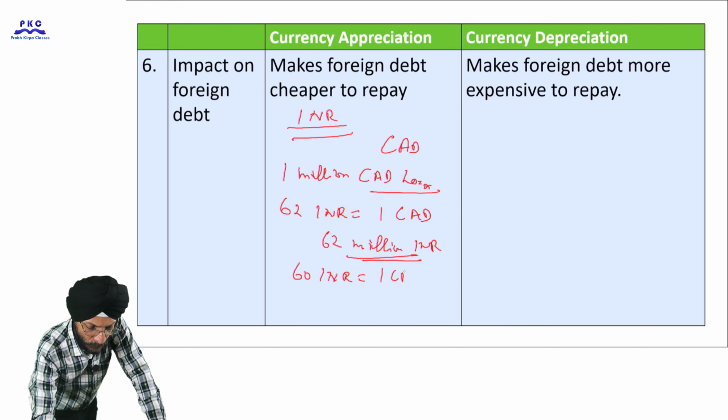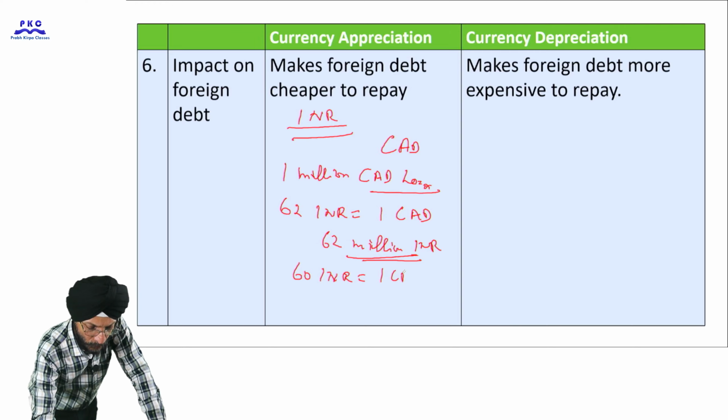We are living in India. Our currency is Indian rupee. Suppose we take the loan from Canadian government. What is the currency of Canada? It is Canadian dollar. Suppose we take 1 million Canadian dollar loan. That is, the loan has been taken in foreign currency and the currency denomination is Canadian dollar. The Indian government has taken the loan of 1 million Canadian dollar.